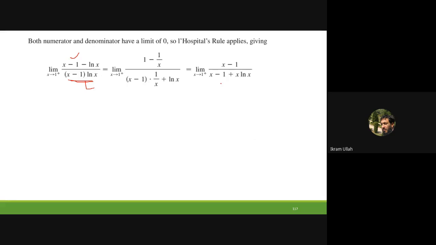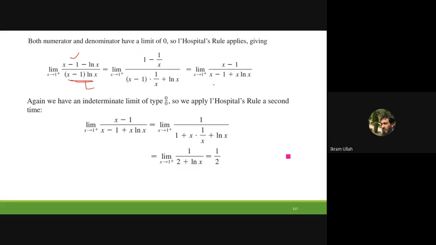Now applying the limit, the numerator is 1 minus 1 is 0, and the denominator is 1 minus 1 is 0 plus 1 into ln of 1 which is 0. So this will be 0, again 0 by 0 form. So again using the L'Hopital rule, the derivative of the numerator is 1, and the derivative of the denominator is 1 plus, using the product rule here because it's a product of a polynomial and ln of x.